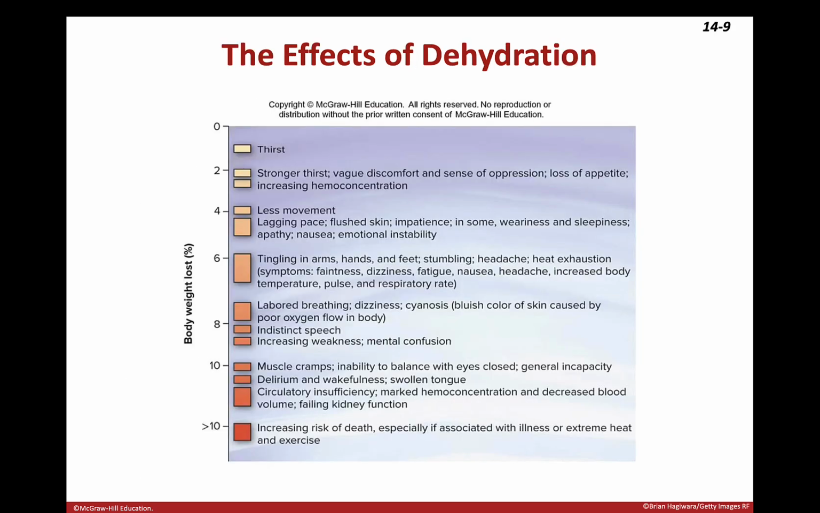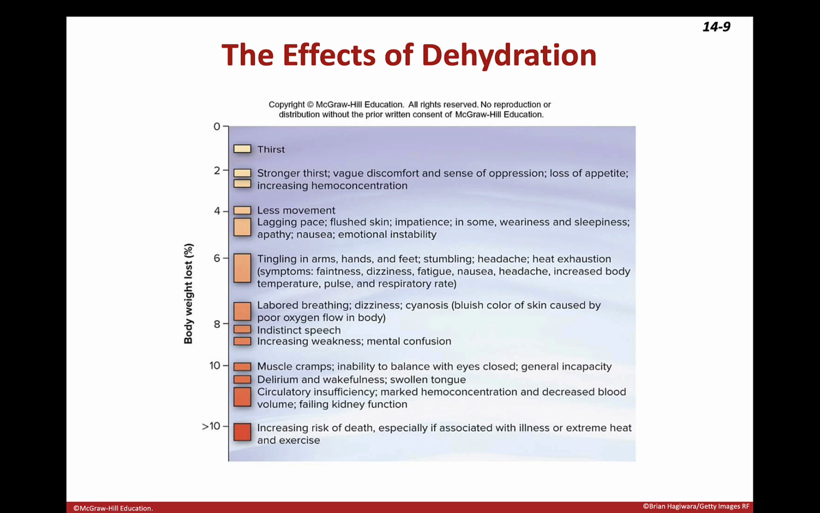Now, here we're basically looking at the effects of dehydration, and what they're looking at here is body weight loss, so total percentage. So here we have thirst, and then at about 2%, we're starting to experience a stronger thirst, probably a vague discomfort and sense of oppression. Our appetite will probably be relatively low, and we're now starting to see an increase in solute concentration.